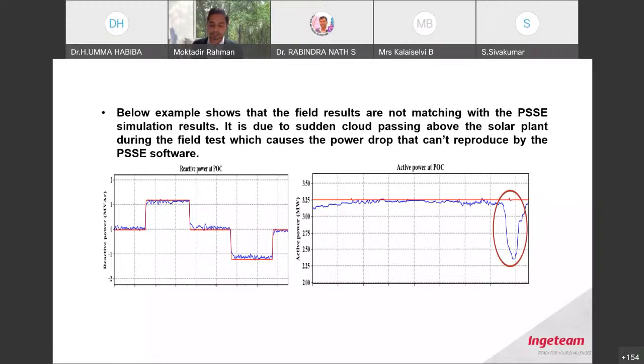This is because in the simulation, you cannot represent the clouding moment. But in the real field, in a big solar plant, there will be a huge cloud movement from one side to another side. Because of that variation, you can see it in the active power. So this is another challenge with the simulation model: how to replicate this clouding behavior in the simulation. It still needs to be investigated, how we can actually represent that clouding movement in the real field.